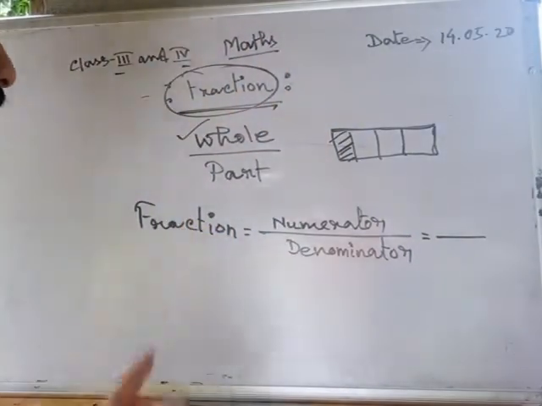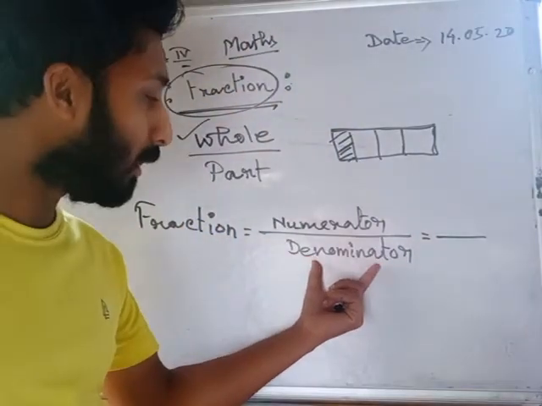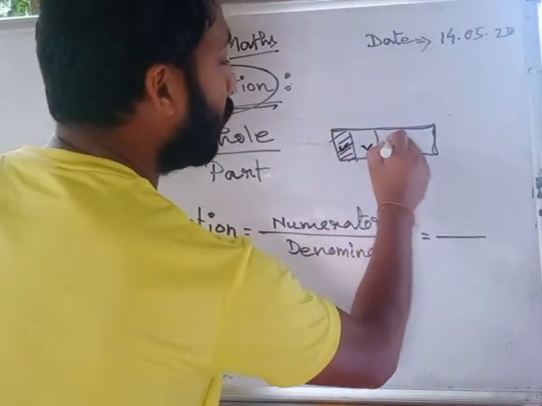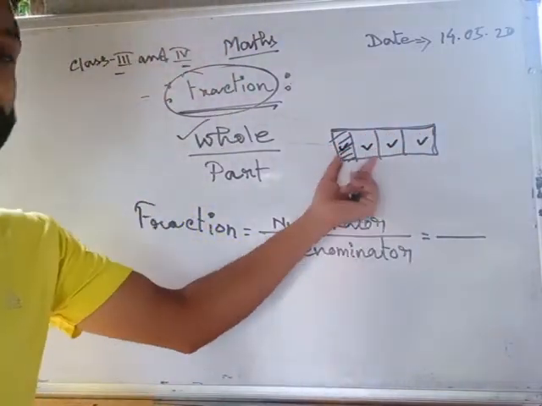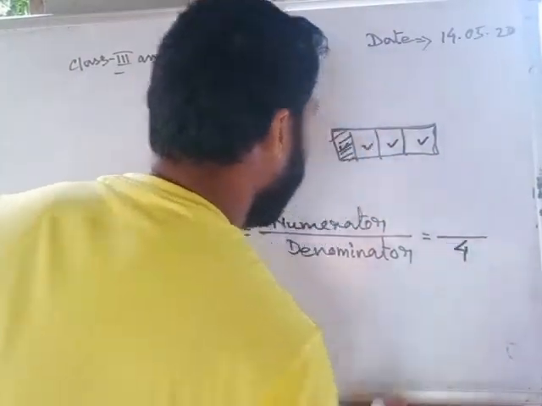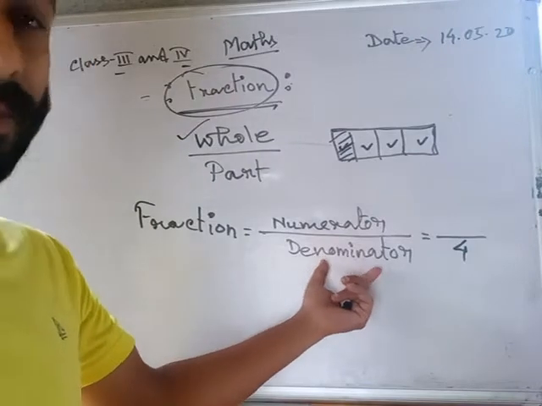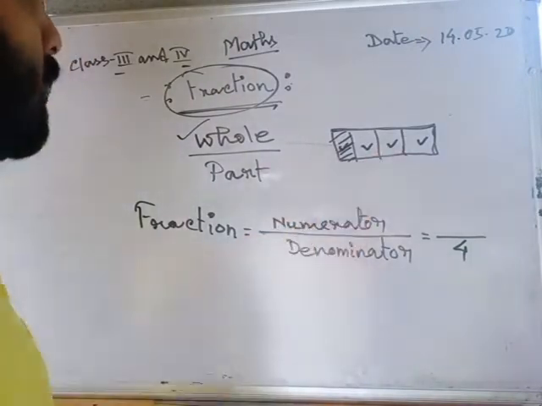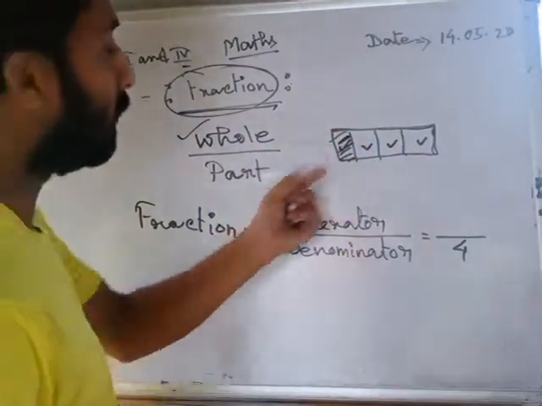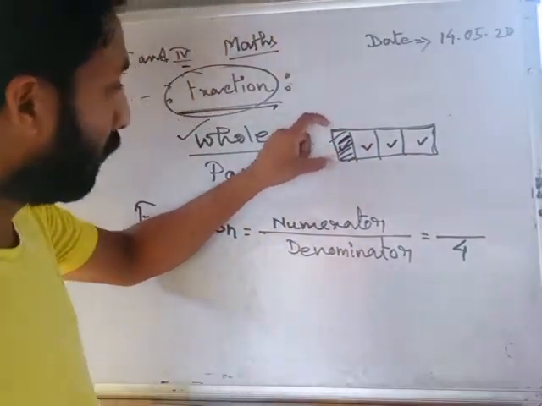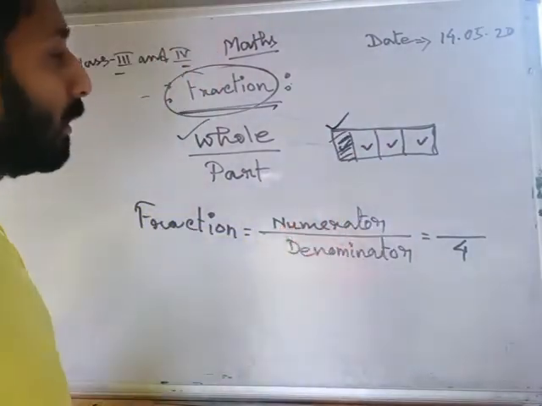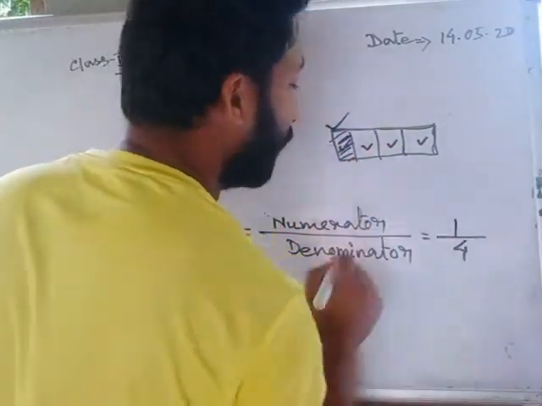How to form the fraction? Denominator will go as the total. How many segments are there in total? 1, 2, 3, 4. 4 segments are there in total. That's why we should write 4 as denominator. And numerator: how many parts are shaded or finished, that is mentioned here, will go as numerator. 1 part, so we should write here 1.